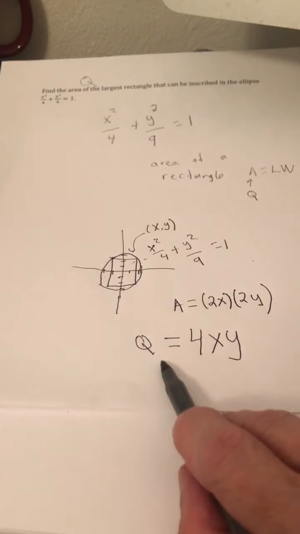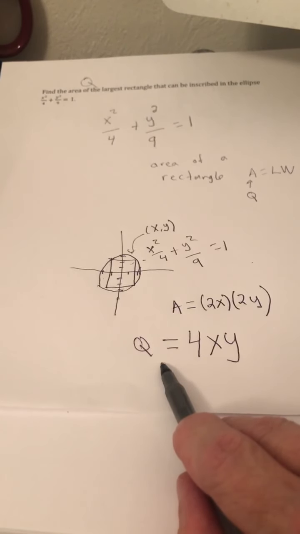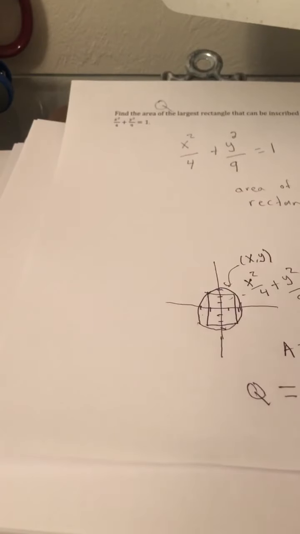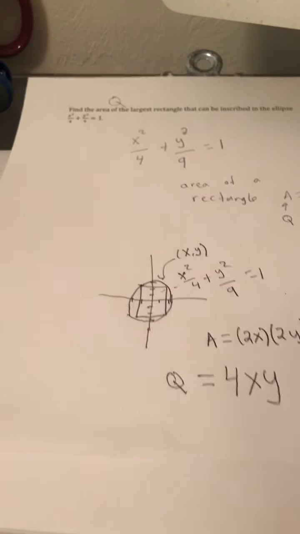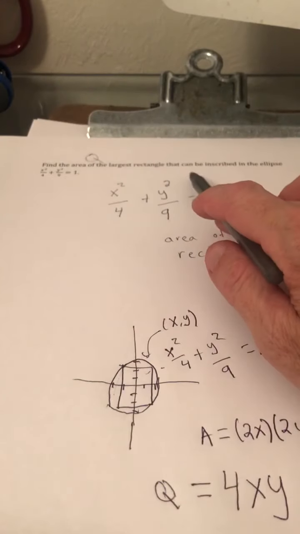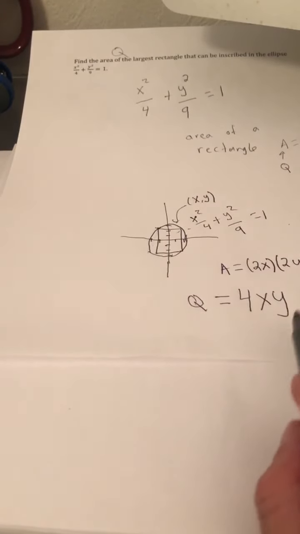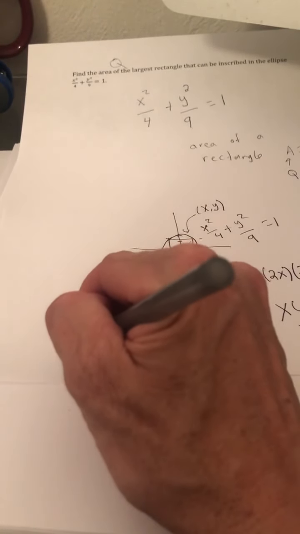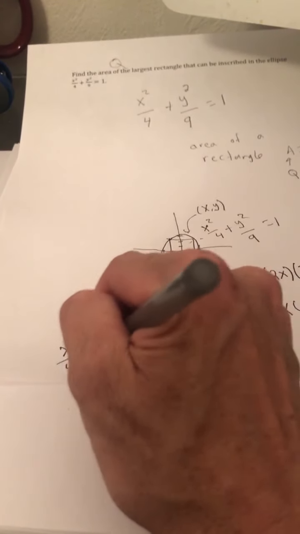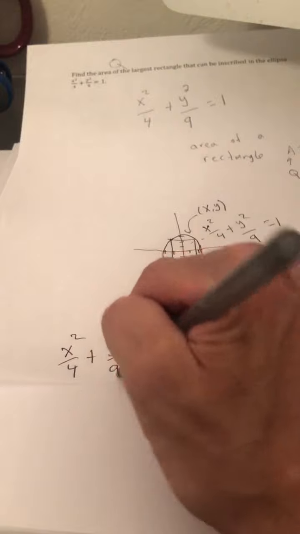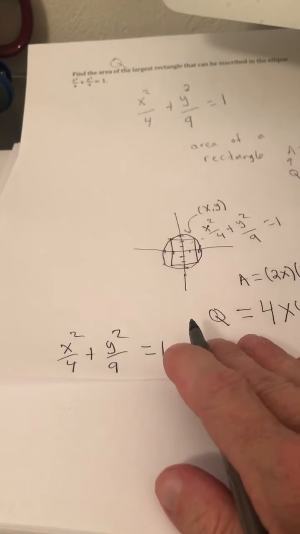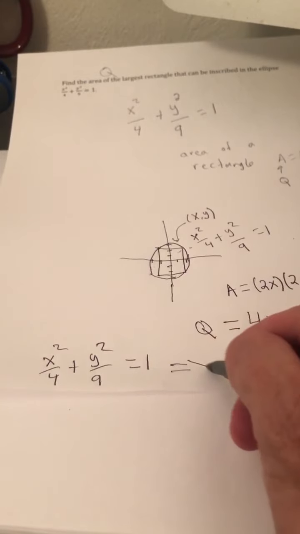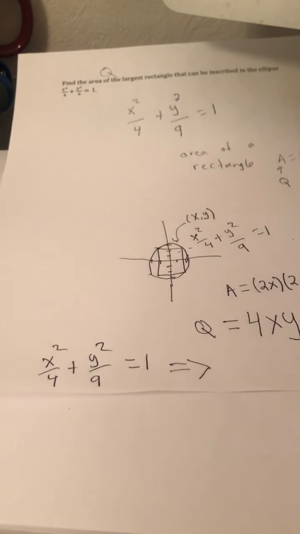But we now need to get this in terms of only one variable. So what we do is we use our constraint. Remember, the constraint is that we are inscribing the rectangle in the ellipse. So to get x in terms of y or y in terms of x, you're going to just use the equation of the ellipse, x squared over 4 plus y squared over 9 equals 1. Well, what you can do is solve that equation for y.